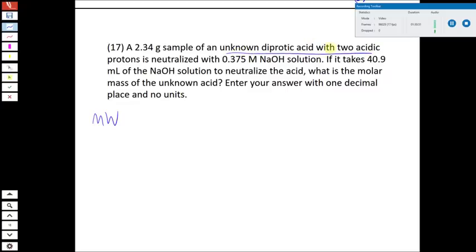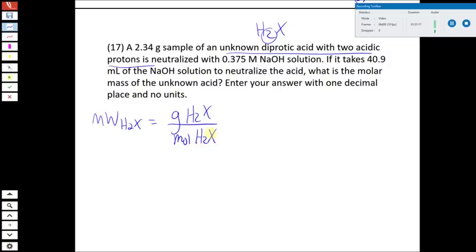So if it has 2 acidic protons, I'm going to abbreviate the formula. We don't know what it is. I'm going to abbreviate it as H2X to remind myself that this acid has 2 acidic hydrogens in it, 2 acidic protons. So the molar mass of H2X, that's going to be important later on, not for now, but the molar mass is always defined as the number of grams of the substance, divided by the number of moles.